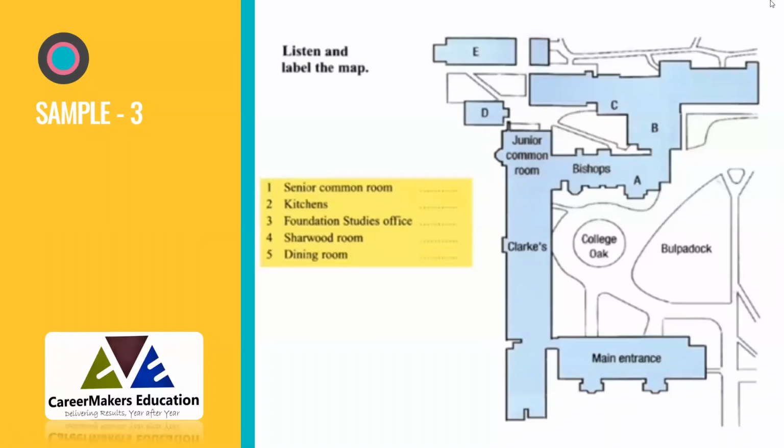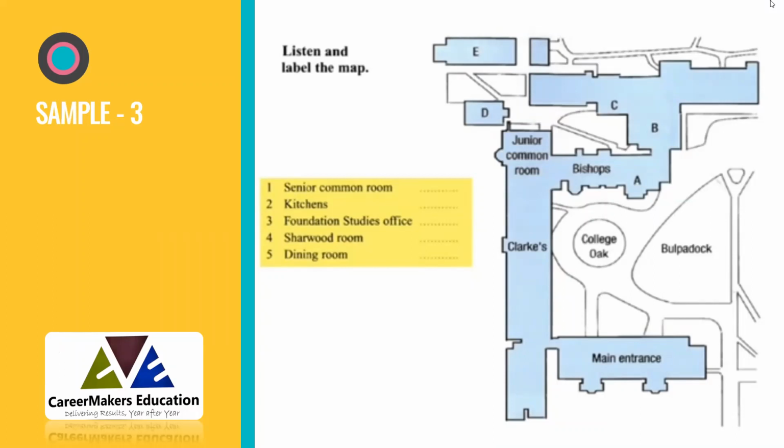Oh, excuse me. I'm looking for Trinity College. It's part of the University of Melbourne. Do you know where it is? Well, you're actually very close to where you want to be. From here, we're at the main entrance. Go straight on past the college oak, the oak tree on your left, and the bull paddock. That's the grassy area on your right. So the college oak is on the left? That's right. And go towards Bishops, the building with the tower.